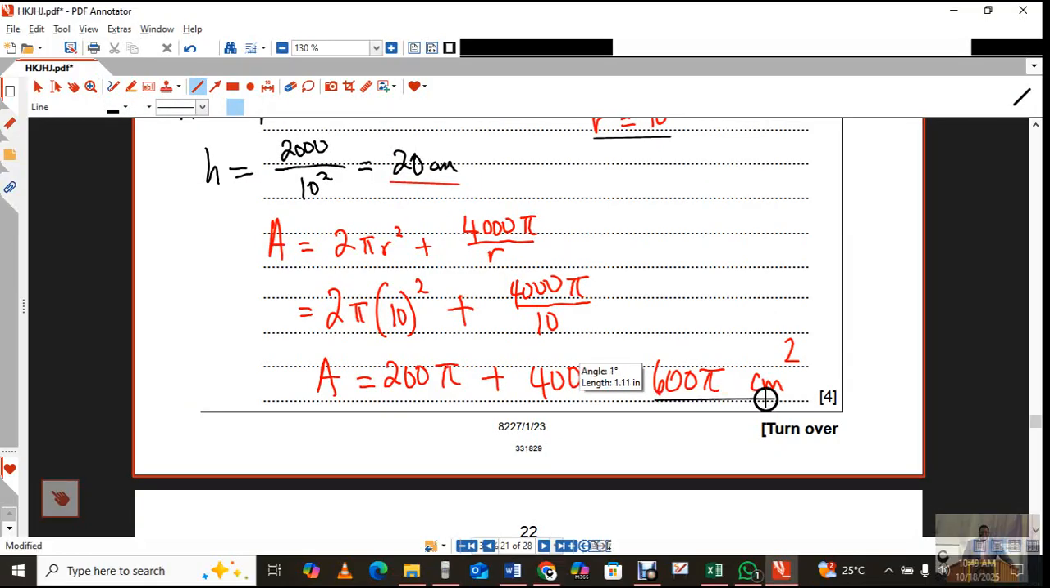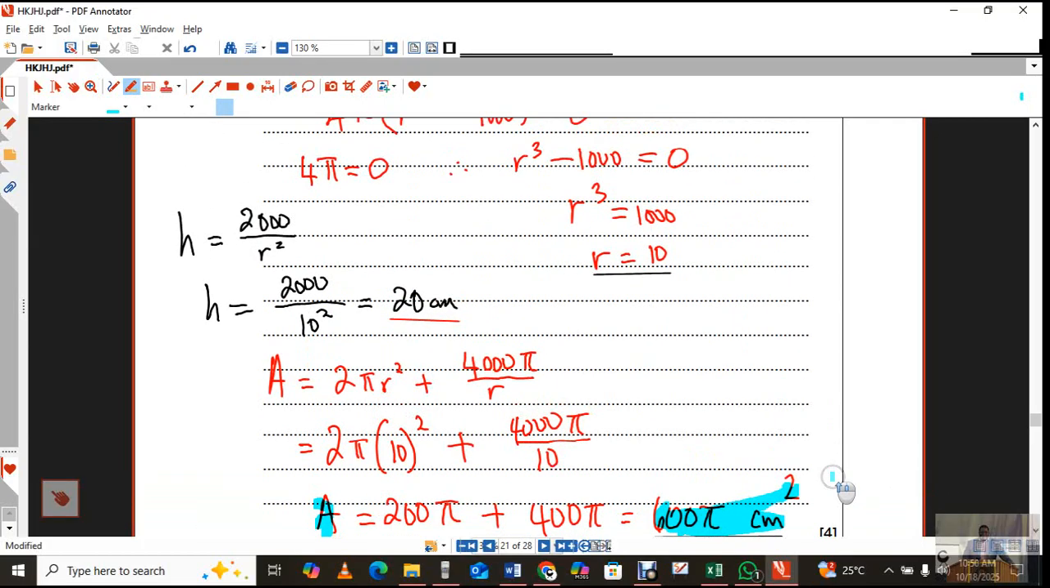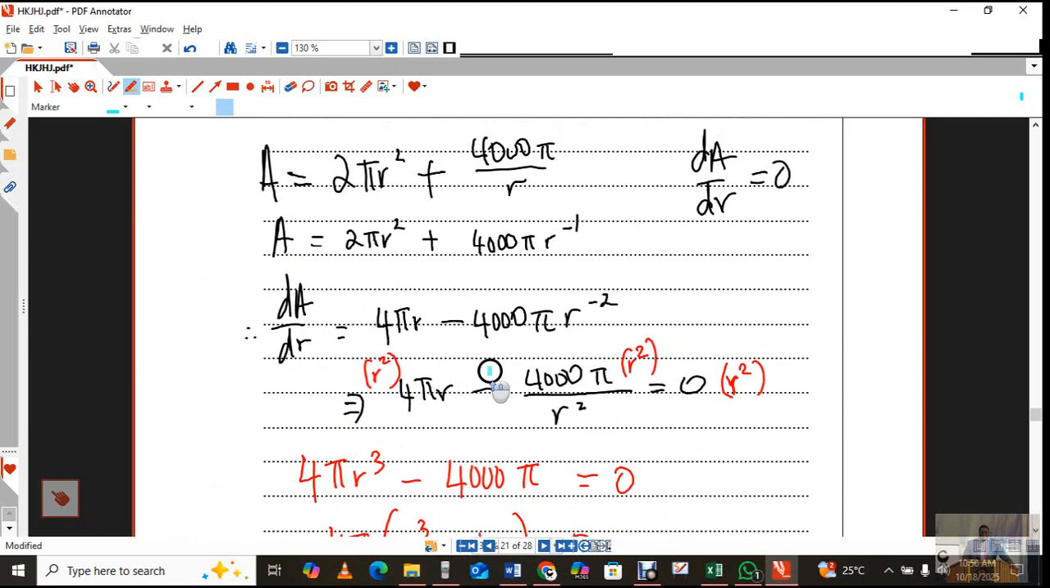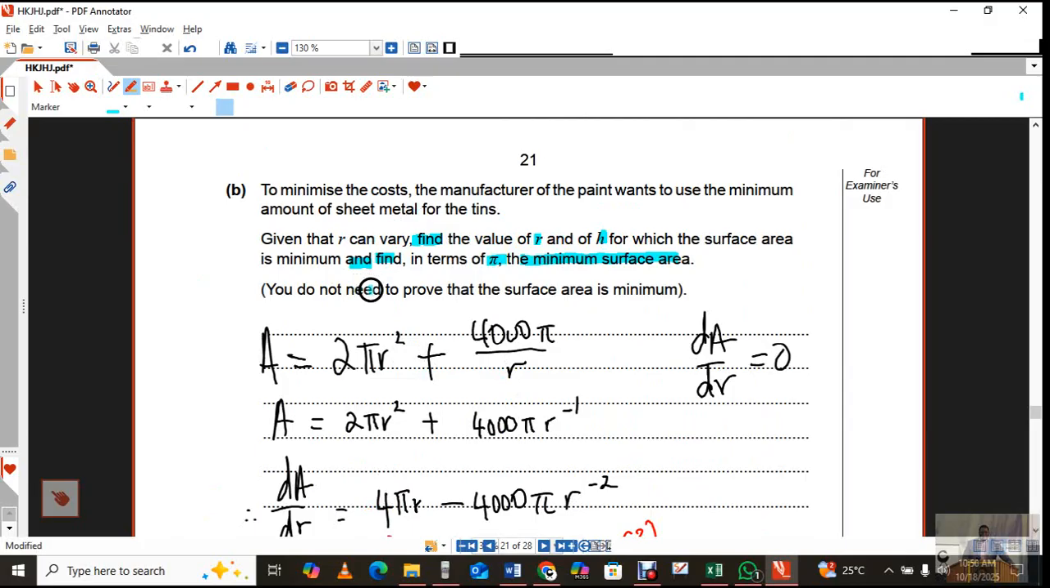So we have answered all three scenarios. They ask us to find the area. Yes, we did. And they say we must leave the area in terms of pi. Yes, we did. They ask us to find the height, and the height is 20 centimeters. Then they also ask us to find the radius. So it's very important that you read these questions and see what you need to do. They said you do not need to prove that the area is a minimum. They already told you the area is a minimum. Therefore, that is why we have dA/dr equal to 0.